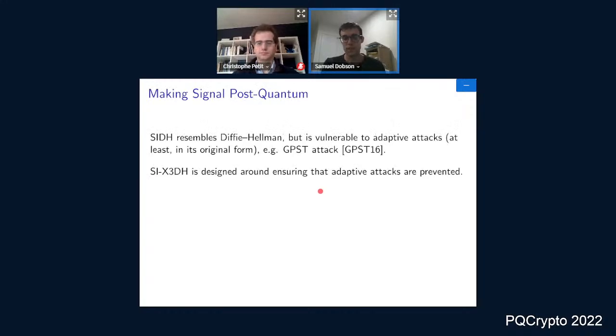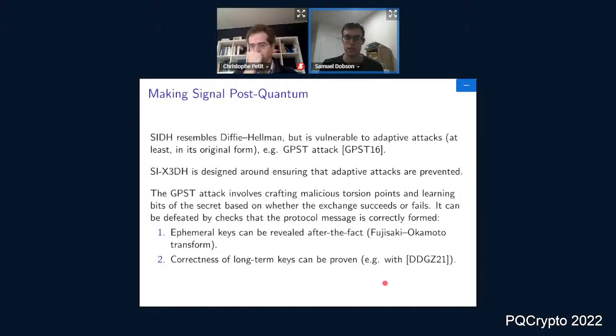Sorry. Yeah, so the main issue with using SIDH for a Signal protocol is that it's vulnerable to the GPST attack, which is an adaptive attack. Obviously, pre-SIDH is totally broken anyway, so obviously this adaptive attack may still apply to the countermeasures proposed. But essentially, all of the non-trivial parts of our protocol are just to prevent these adaptive attacks.